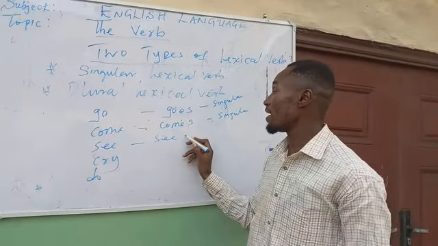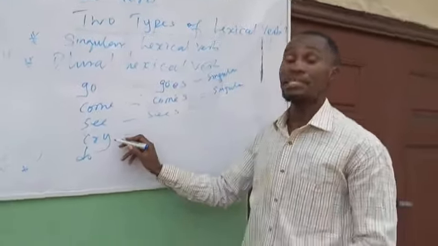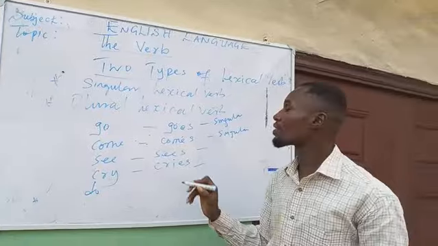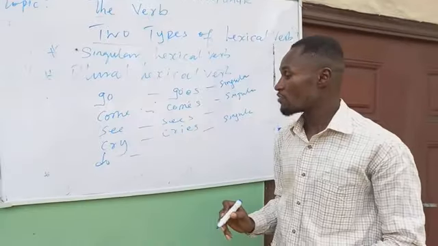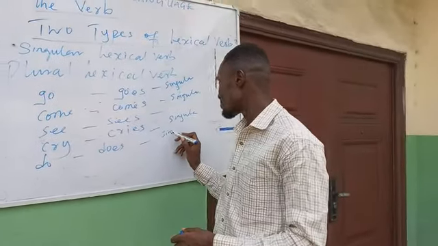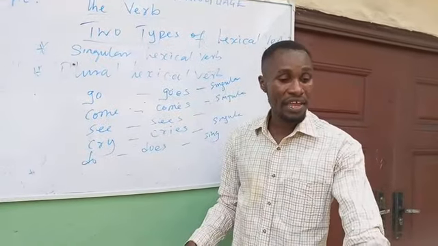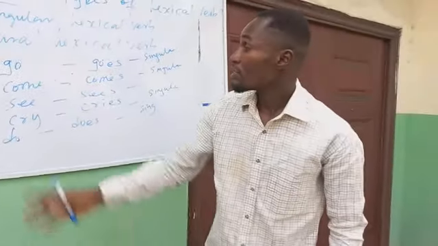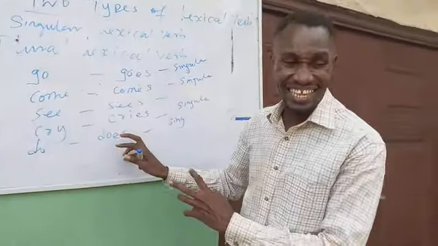See, if I add an s, becomes what? Singular lexical verb. Sees. Cry, I take away the y, and I add what? Es. Cries. So cries is singular. Do, right? If I add es, becomes what? Does. Right? Singular. So these are actions. These are lexical verbs. Okay, they have actions. Now, these lexical verbs have plural and singular forms. This is plural, singular, plural, singular, plural, singular.